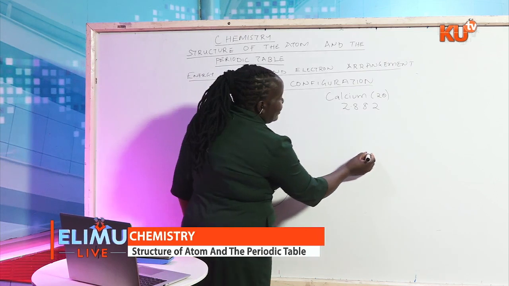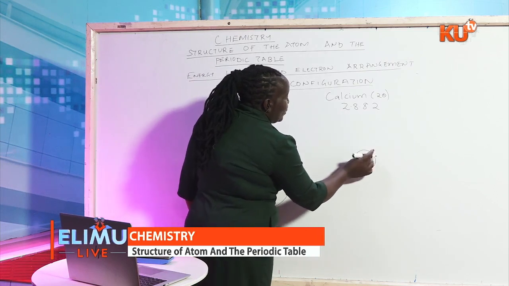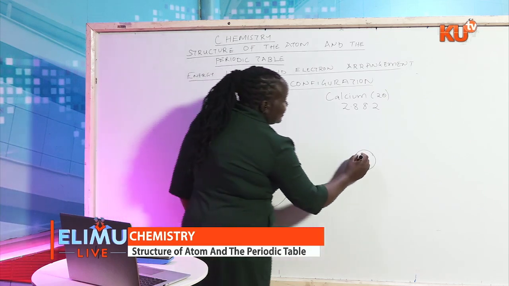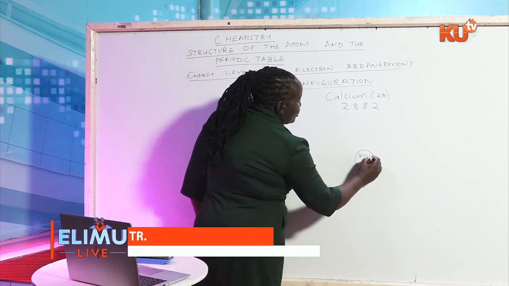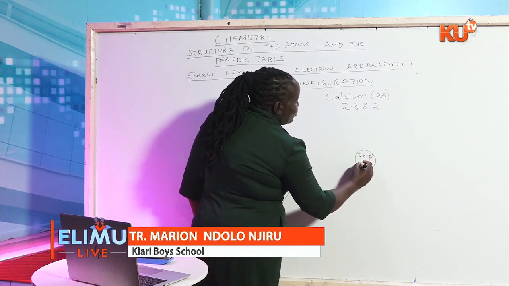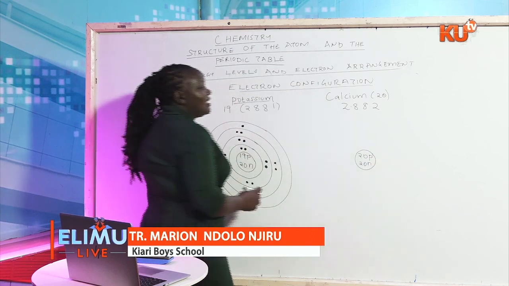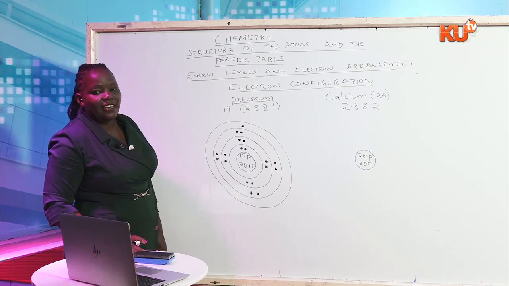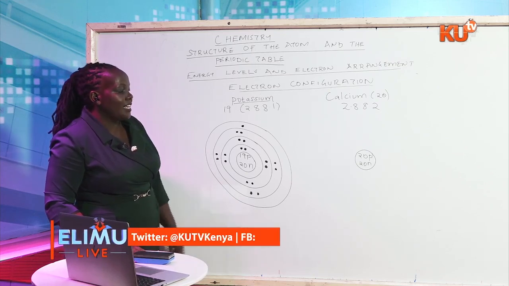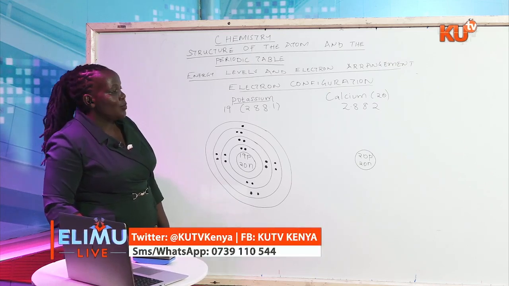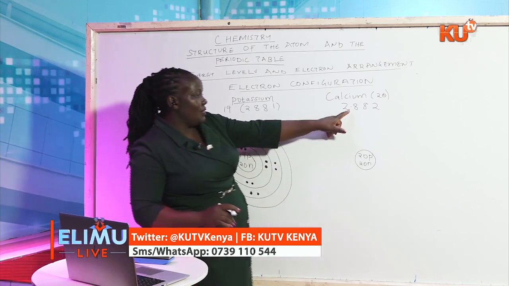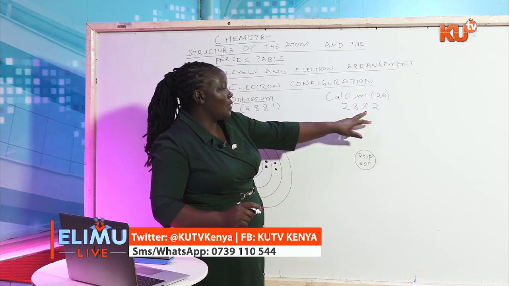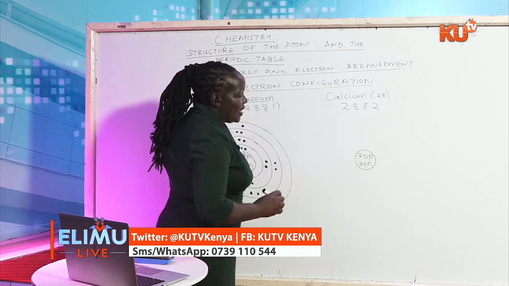Then we start with the content of the nucleus. Calcium has 20 protons and it has 20 neutrons. Then from there, we distribute the electrons in the energy levels. We start with the first energy level. We have seen it has 2 electrons. The second one has 8. The third one 8. And the last one has 2.